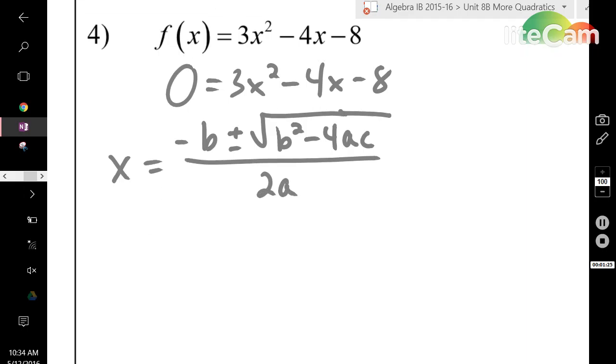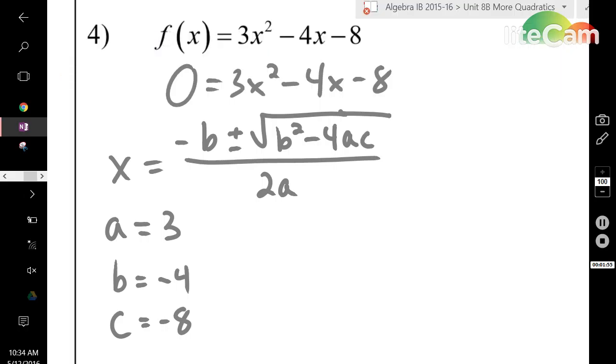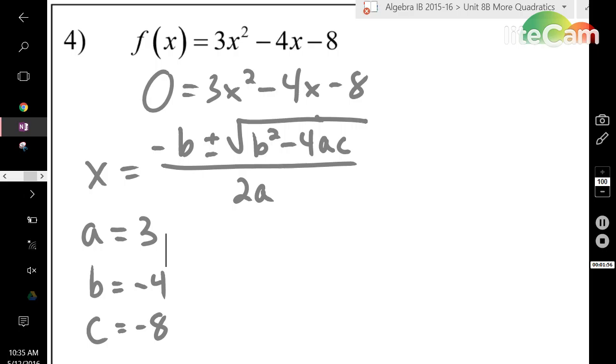In order to plug these numbers in, we identify what a, b, and c are. a, b, and c are constants or coefficients of the standard form which this is in. So a is always in front of the x squared term, that's 3. b is in front of the x term, it's negative 4. And c is negative 8, the constant term at the end. So all you need to do is replace a, b, and c with 3, negative 4, and negative 8. Calculate, and your zeros will be given.